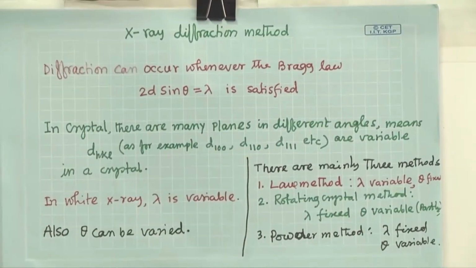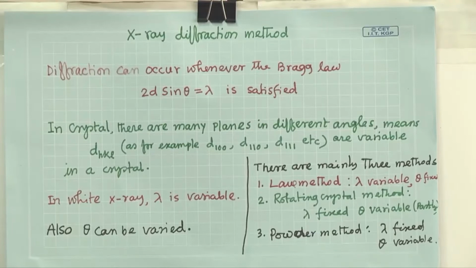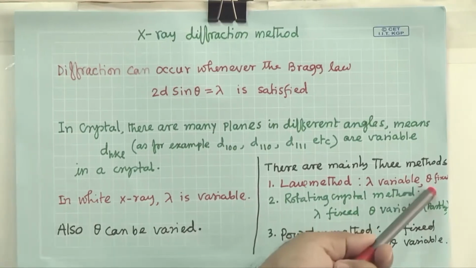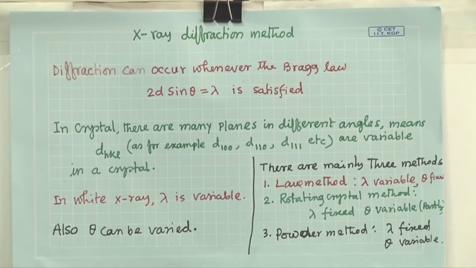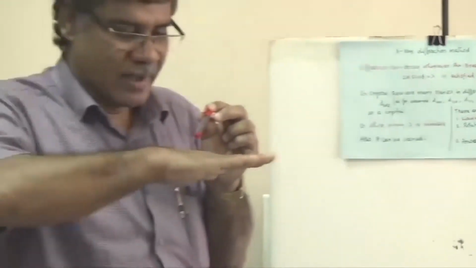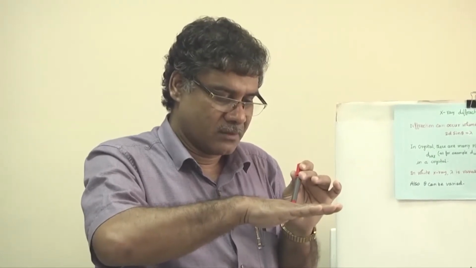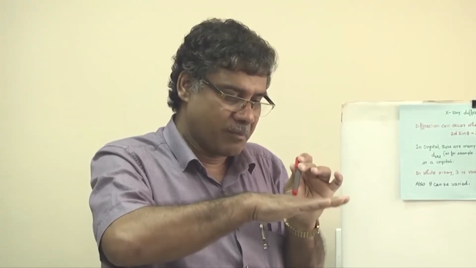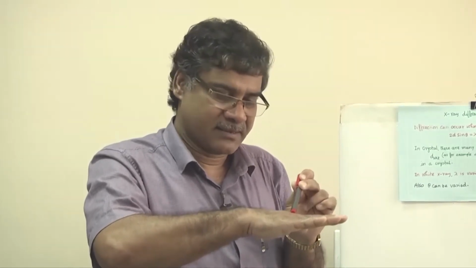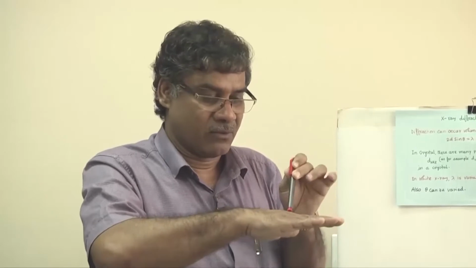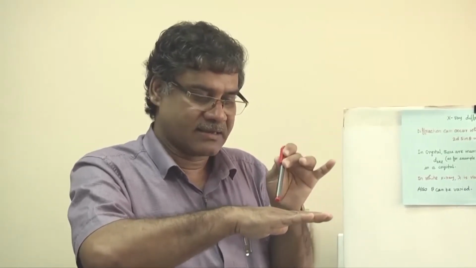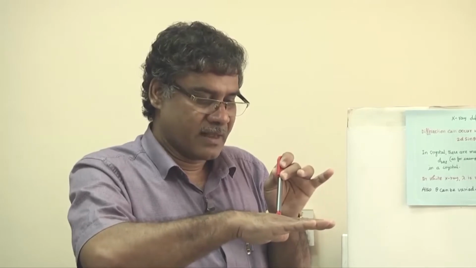In the Laue method, lambda is variable, that means white X-ray is taken and that white X-ray will fall on the sample, and this angle theta is fixed. That means the sample is fixed, its planes also are fixed. So, incident X-rays are falling on it. The angle with the sample planes is fixed, but lambda is variable, all sorts of lambda, since white X-ray is used.